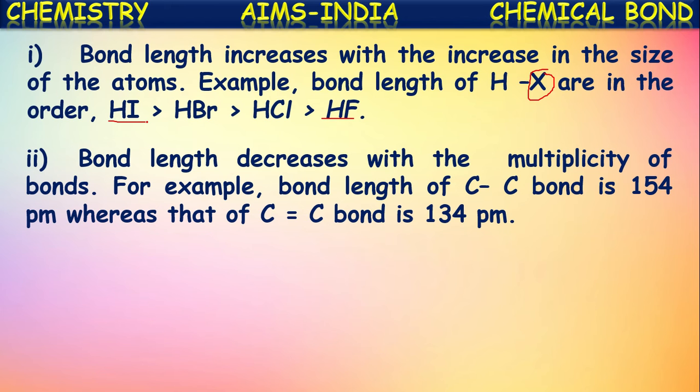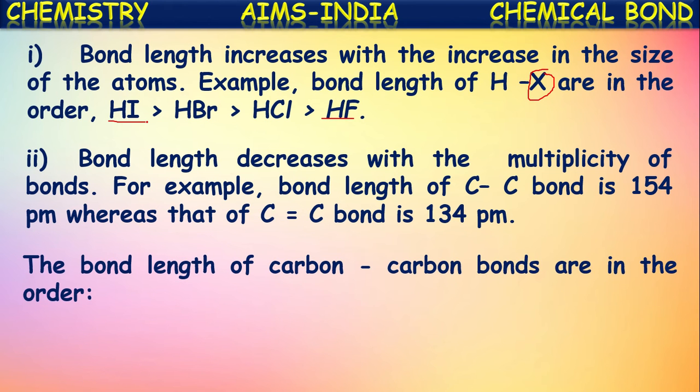For example, the bond length of a carbon-carbon bond, that is a single bond between two carbon atoms, is 154 picometers, whereas the carbon-carbon double bond length is 134 picometers. Okay, as the number of bonds between the atoms increases, bond length decreases. So as the number of bonds increases, the attraction between the atoms increases, and hence they come a little closer. As they come close, bond length decreases.